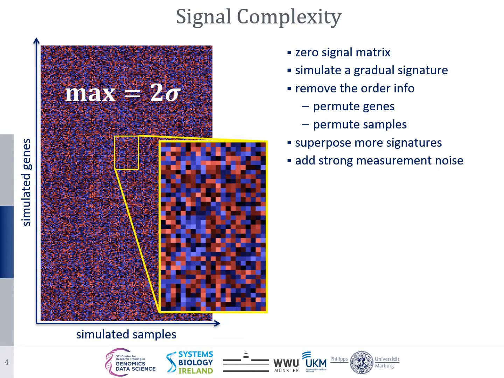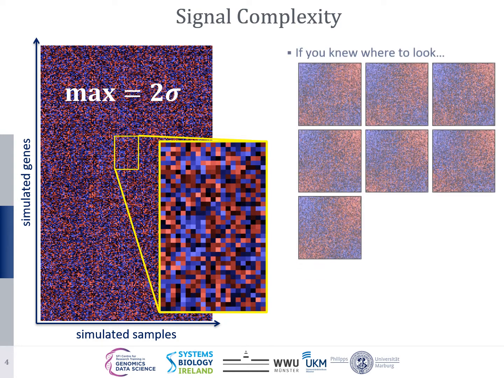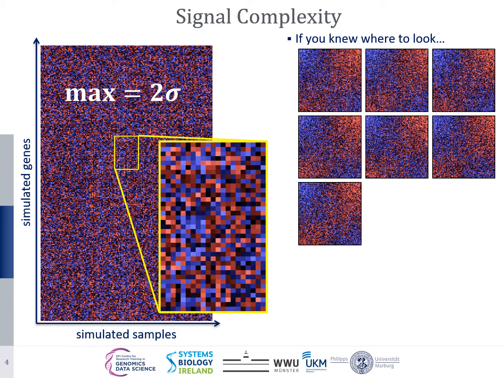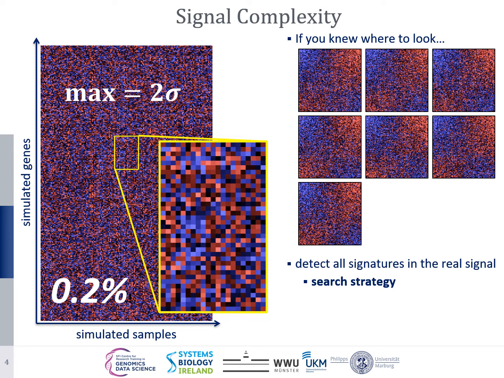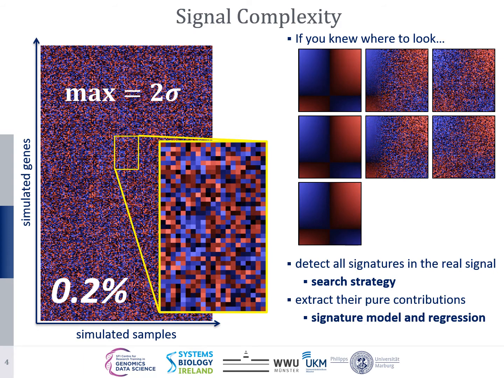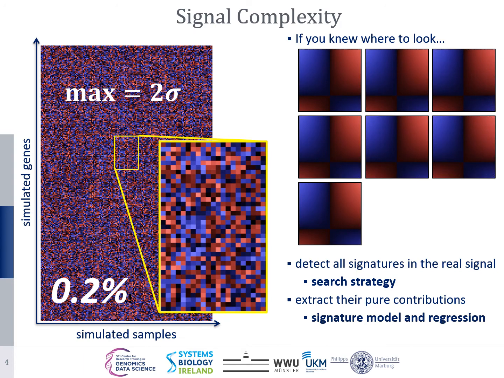But, and that's the key message here of the complexity, if you knew at what subset of genes and at what subset of samples to look, in what order of genes and order of samples to look, then you could actually recover all the simulated 7 signatures. So this matrix contains a lot of information, and that's just 0.2% of the whole transcriptome dataset. In order to detect these signatures, however, we need a search strategy. And we do not only want to discover them, we also want to extract the pure contributions of them to the signal, for which we need a signature model and a regression technique.